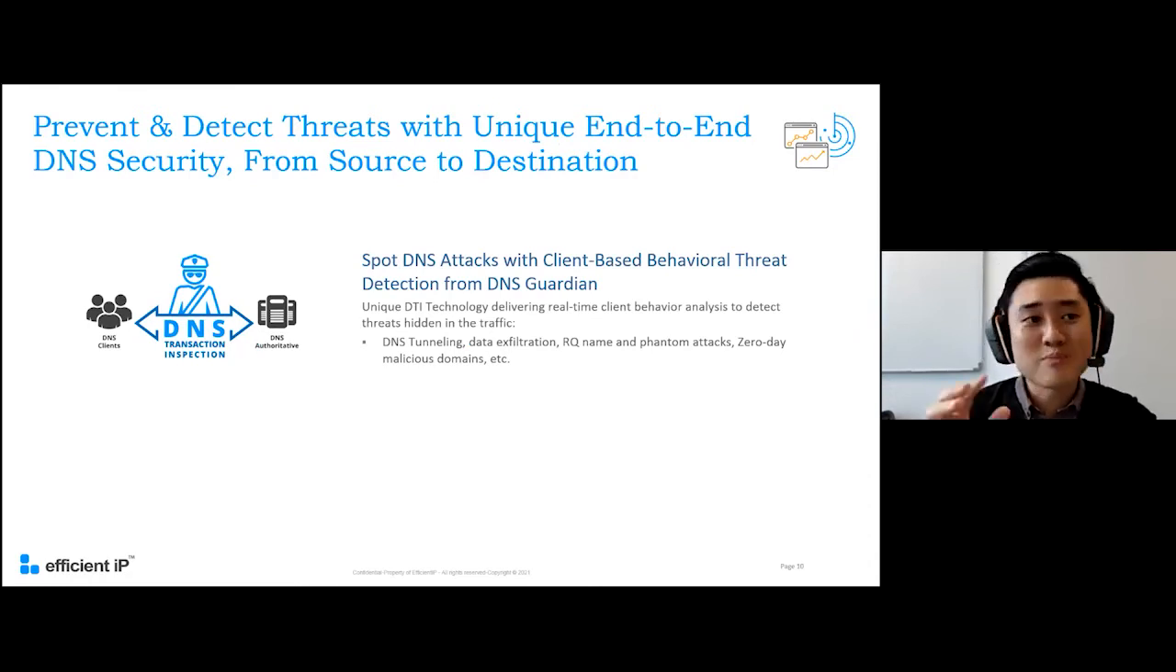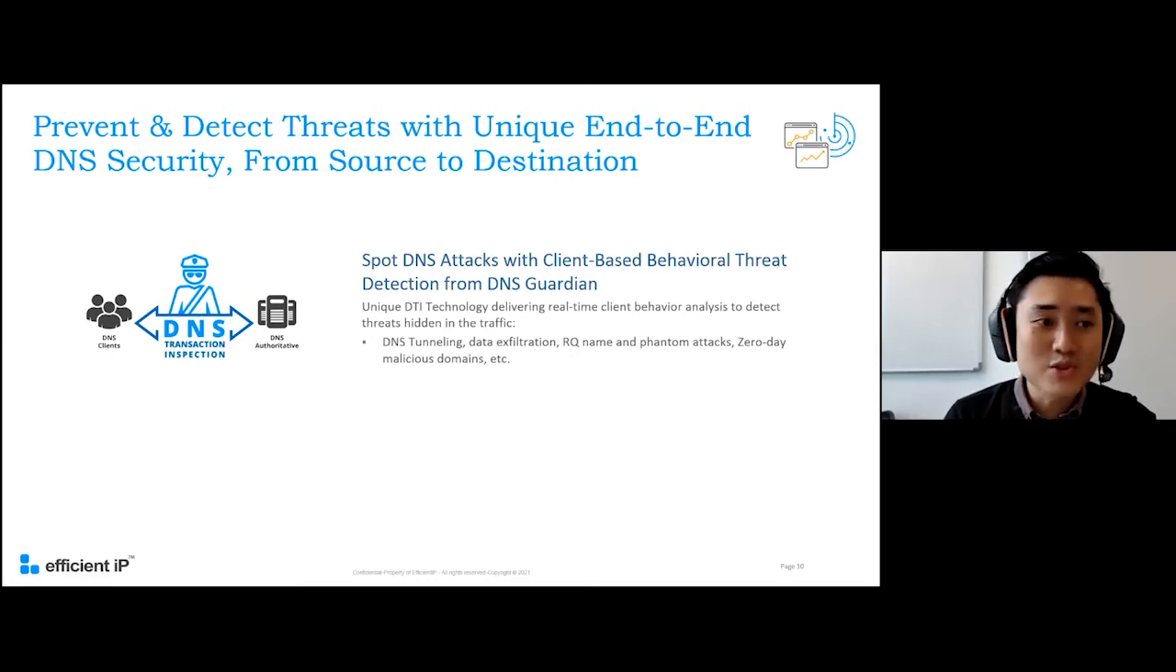Now let's talk about the prevention and detection of threats using DNS security. In order to effectively protect against DNS threats, we need to analyze DNS transactions from the source to the destination domains. EfficientIP offers a unique security solution by combining threat intelligence over destination domains and providing behavioral attack detection, using our real-time client traffic analysis.